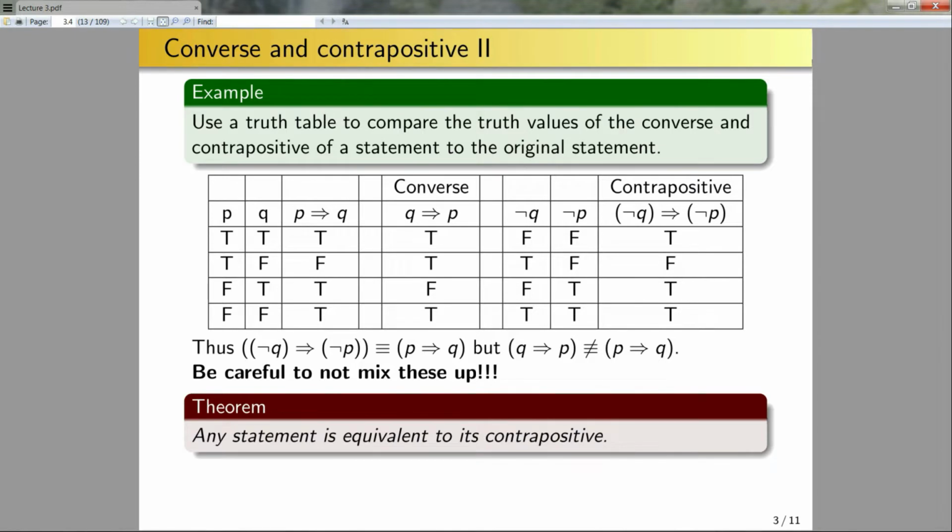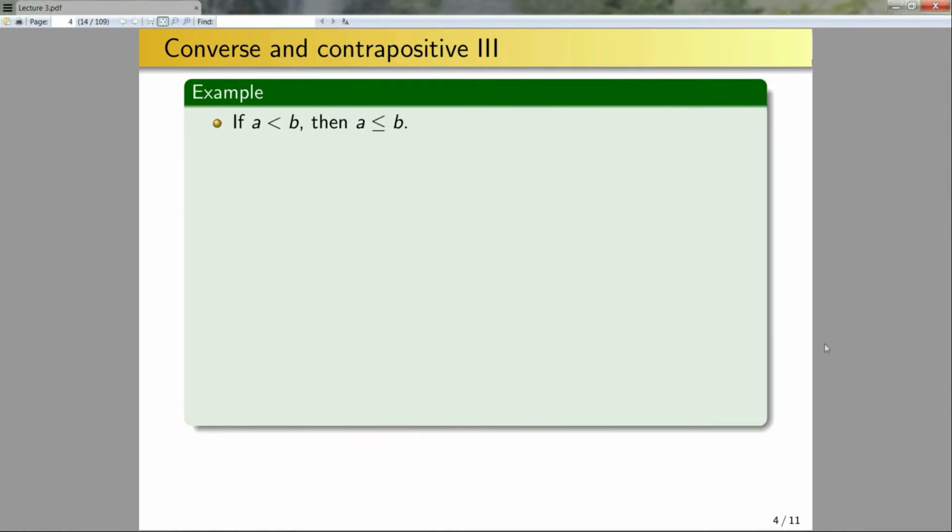So theorem, any statement is equivalent to its contrapositive. The proof for this theorem is the truth table up here. This will come in handy next week, and it is a very strong tool when doing mathematics in general. Okay, let's give a couple examples. If A is less than B, then A is less than or equal to B. So is this a true or false statement?